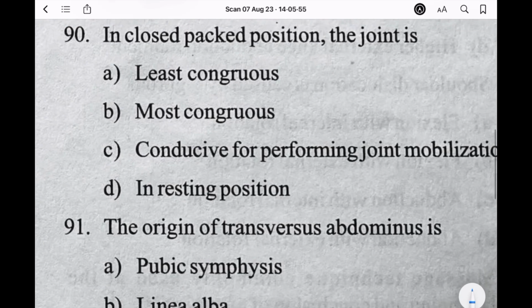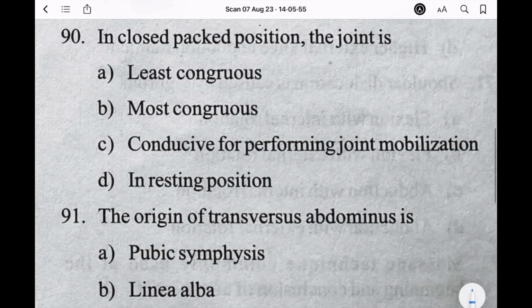Question number 90, in close pack position the joint is. Options are least congruous, most congruous, conducive for performing joint mobilization, and D, in resting position. So correct answer is B, most congruous.